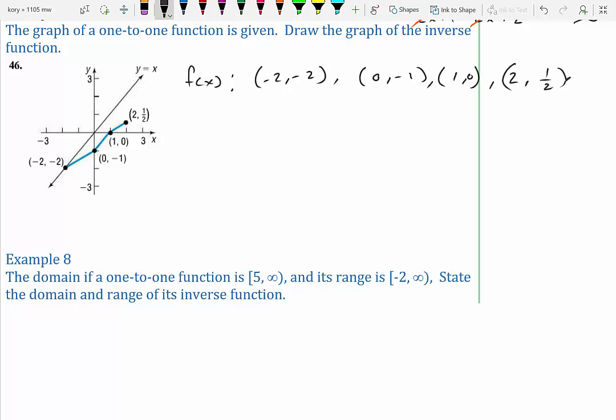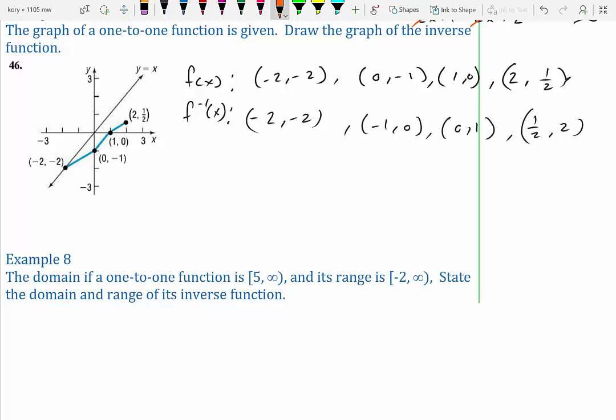So if that's the function, how do you find the inverse? Yeah, you just swap them. So the inverse, well, negative 2 doesn't change. Then we have (-1, 0), (0, 1), and (1/2, 2). All you do is just plot these points now. So (-2, -2), (-1, 0), (0, 1), and (1/2, 2). It's about right there. So if you notice, if you fold it over this line right here, that y equals x, they're on top of each other.